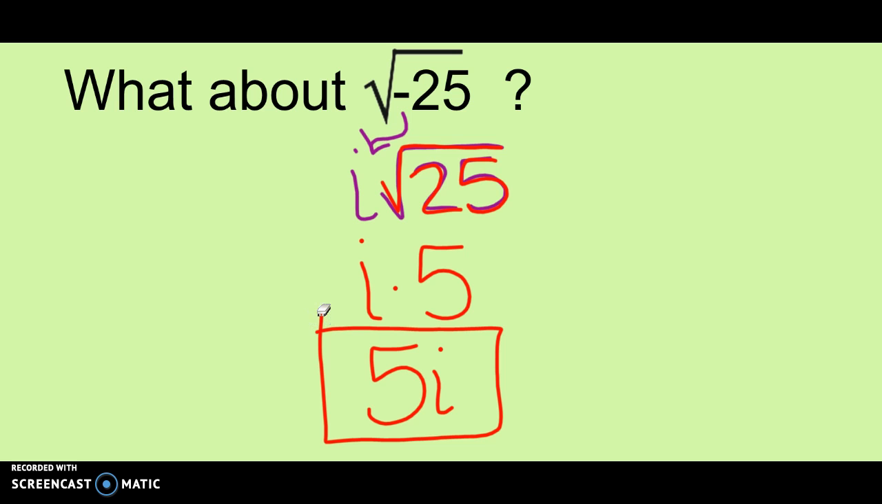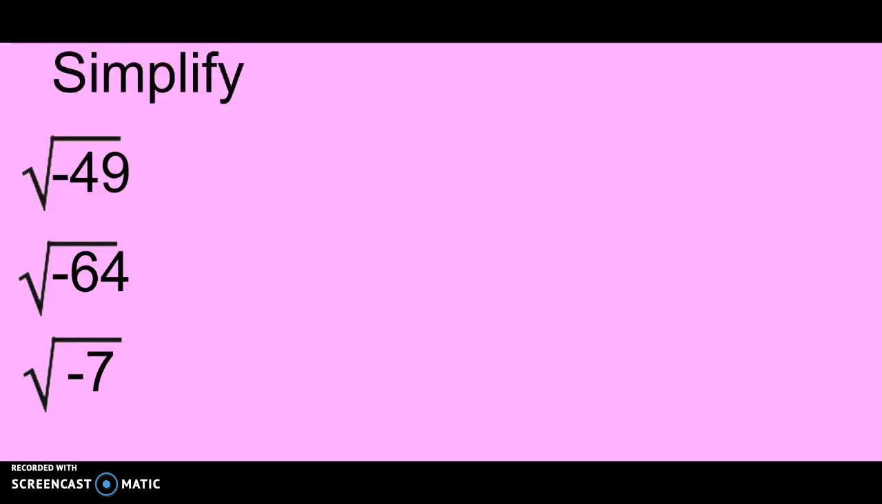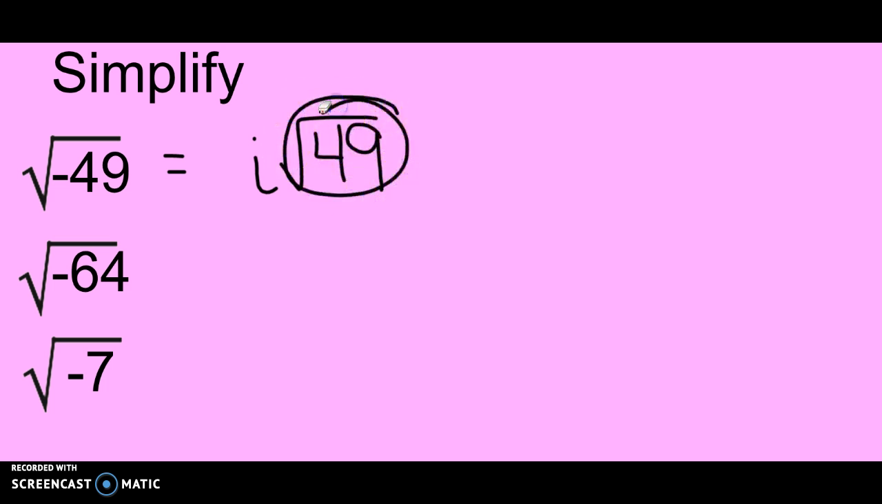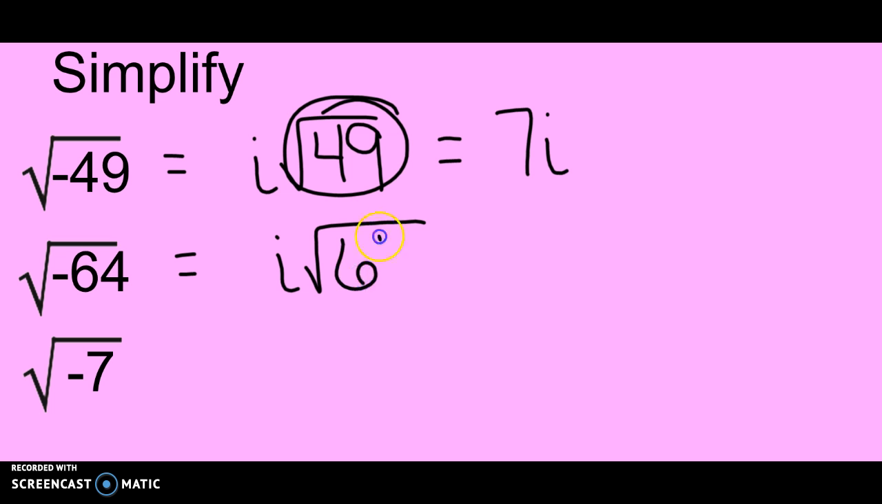Let's see what else I've got. Okay, we did these yesterday. I'm going to do them again. These will go in your calculator, right? So you can do i square root of 49 if this works for you. And then remember, the square root of 49 is 7, so we just write 7i. Here you can do i square root of 64. And remember, the square root of 64 is 8, so we just do 8i.